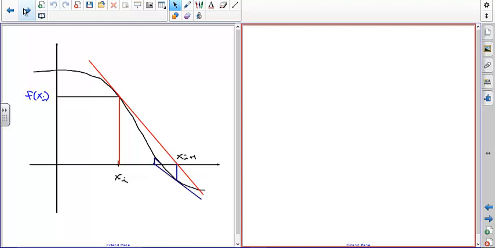Okay, so we were talking about Newton's method, and it's a way of coming up with the roots of an equation using the derivative to predict where the function will intersect the x-axis, and then we just do an iterative type process. So let's think about what's going on here.